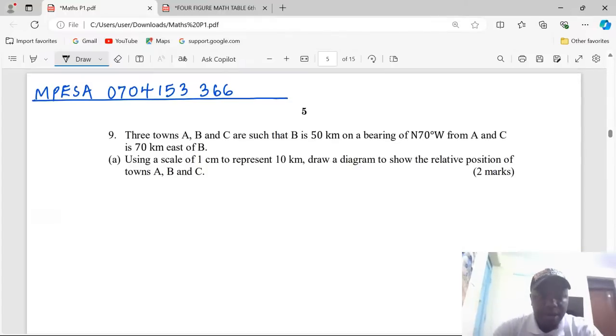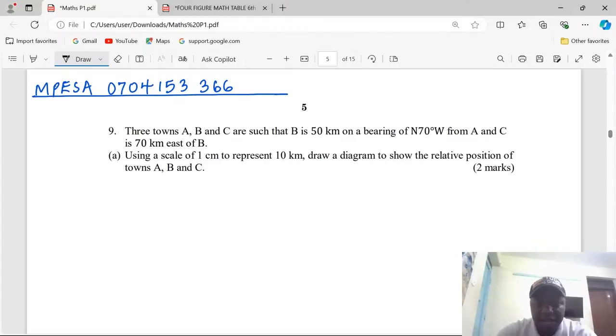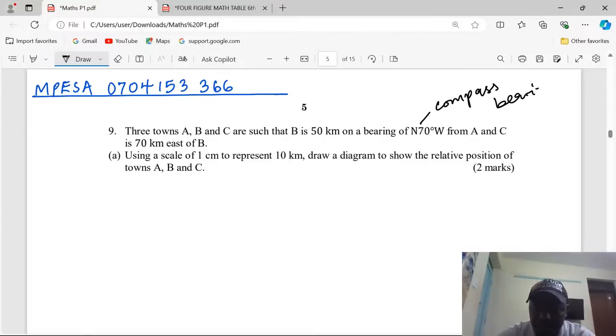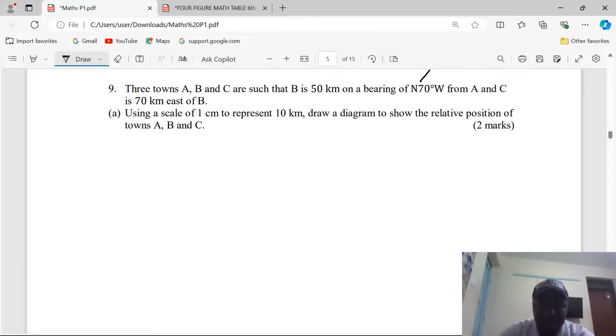Let's wind up. Three towns A, B, and C are such that B is 50 kilometers on a bearing of 70 degrees from north to south. This is called compass bearing. From A, and C is 70 kilometers east of B. Use a scale of 1 centimeter to represent 10 kilometers. Draw a diagram to show the relative position of towns A, B, and C.